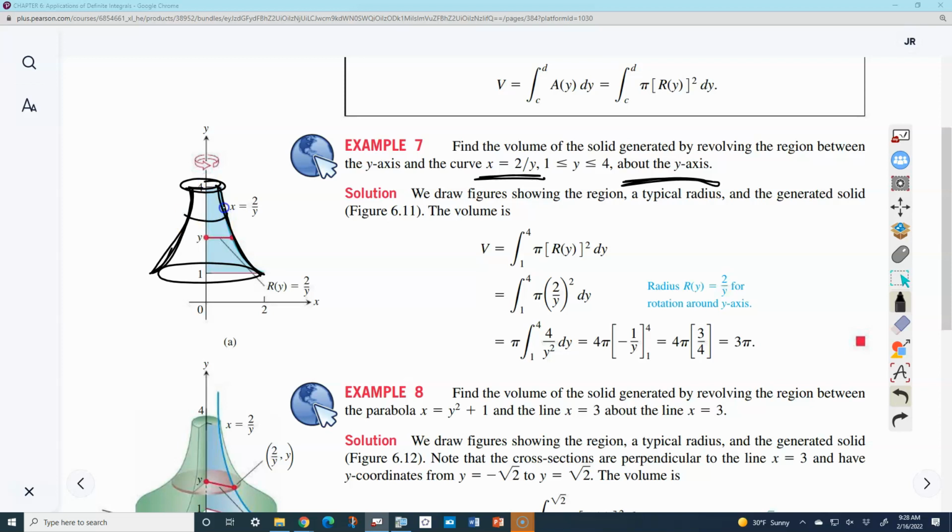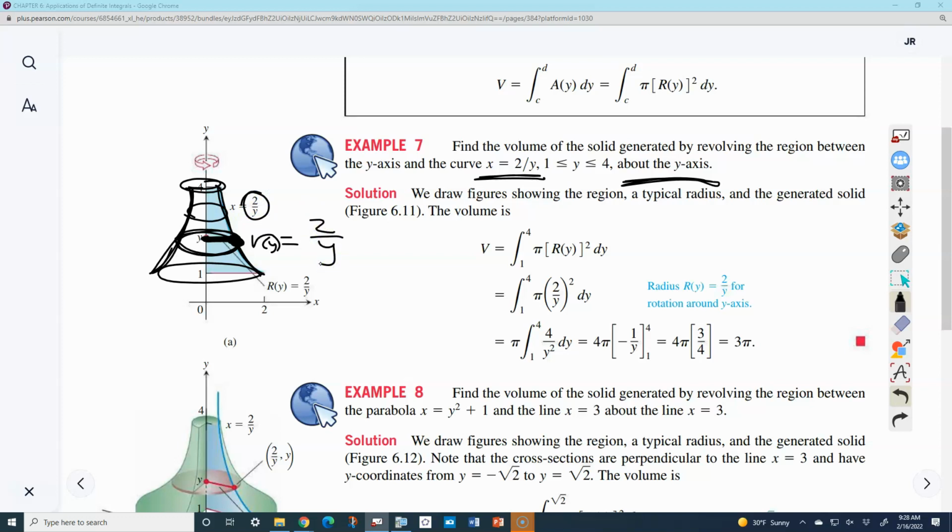So it's going like that. So what is the radius then? This is the thing that's getting revolved. This is the thing that's creating that circle as it gets revolved. So I need to figure out what that radius is in terms of y. R as a function of y. And that distance, it already gives me that. It is the x-coordinate of that curve, and the x-coordinate of that curve is 2 over y.